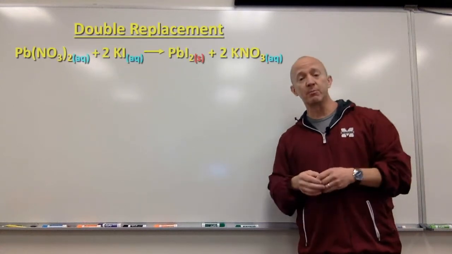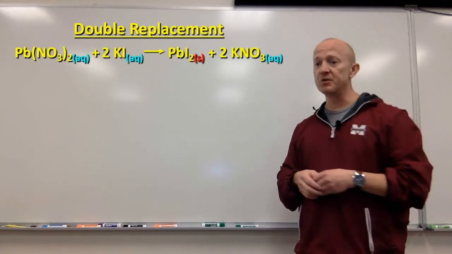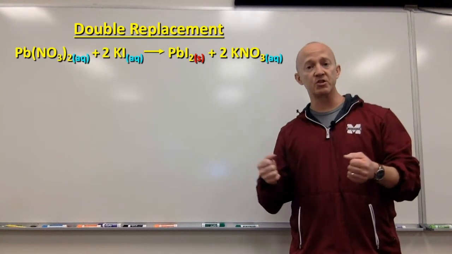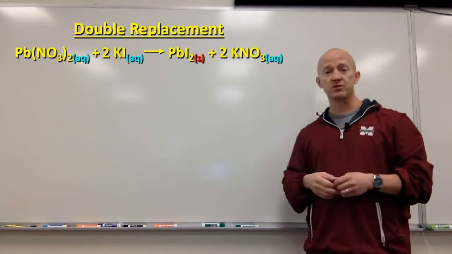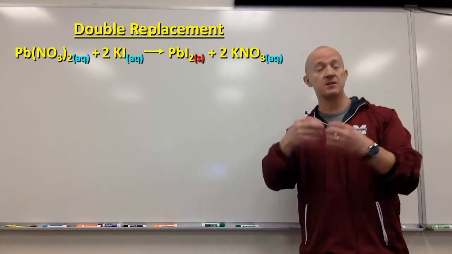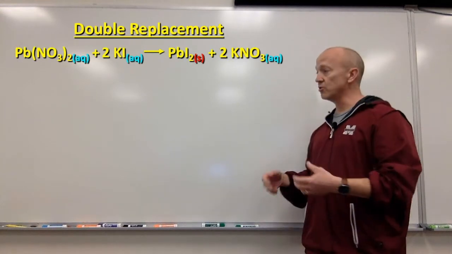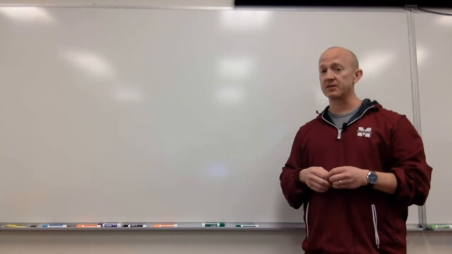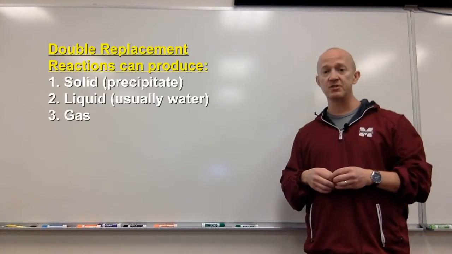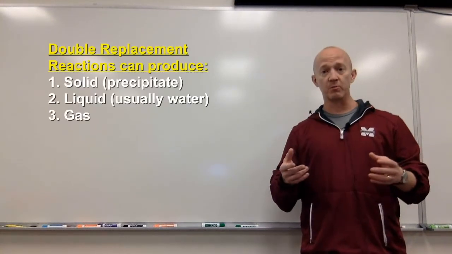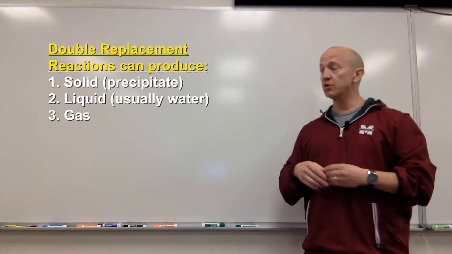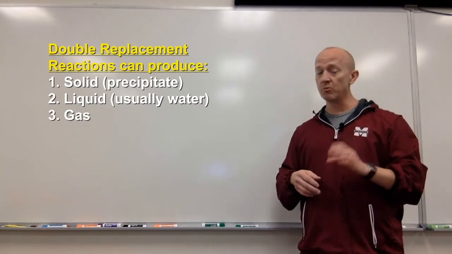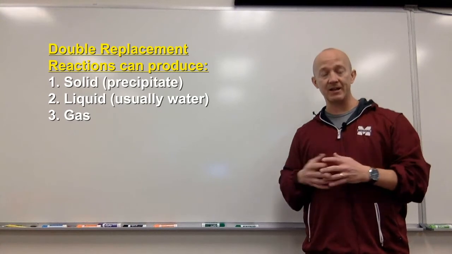Well, in a double replacement reaction, we have a situation in which ions are being exchanged. We'll have two aqueous solutions, solutions that contain dissociated ions, and those solutions will come together to form a product. There are three types of products that come from double replacement reactions. You can have a solid that forms, we call that a precipitate. You can have a liquid that forms, normally water, or you could have a gas that forms.